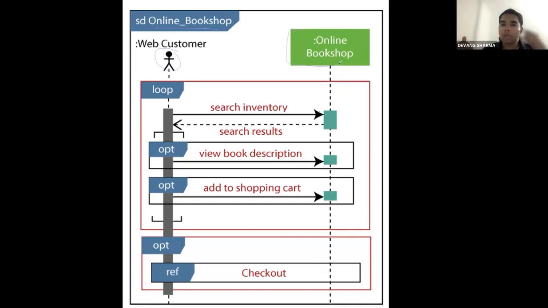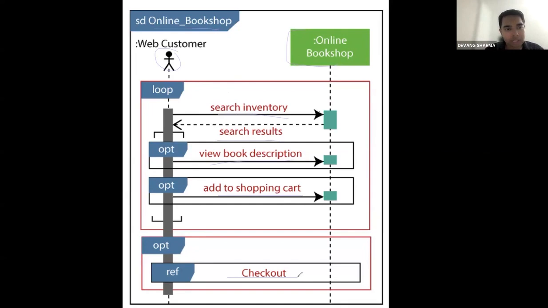Okay. So coming to this, we have a web customer, we have an online bookshop. We can keep it with just these two. I can create a new one called payment, or something like that. I can add more details. So it's not like there's a hard and fast rule that I have to follow. For a very simple one, first a customer will search the inventory and will get the result from the bookshop. Then they can view the book description, that is an option. They can add to the shopping cart, that is an option. And then they can do the checkout. Basically, it lists down all the functionalities that you can do.